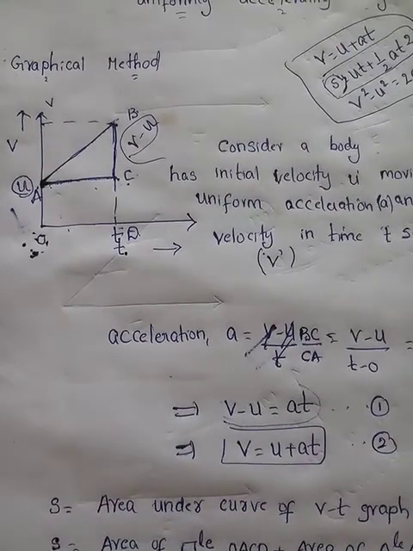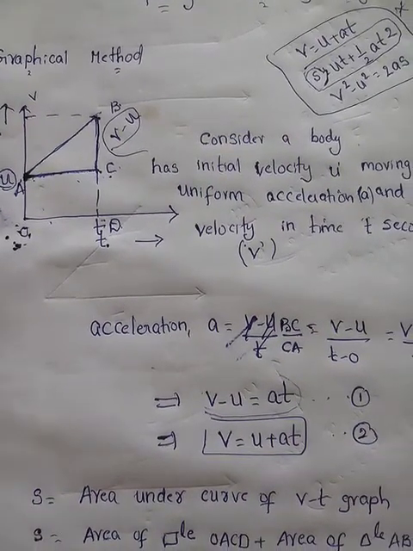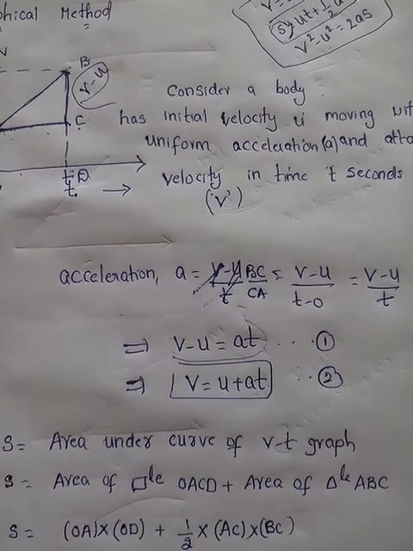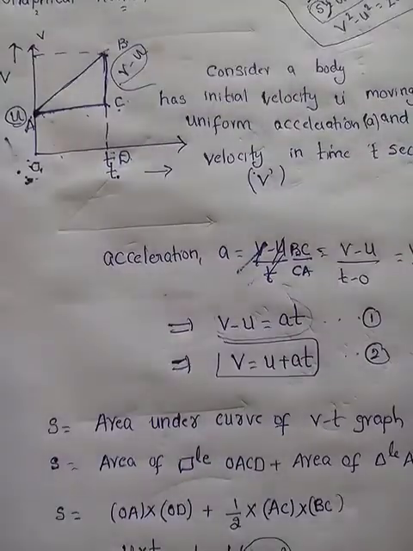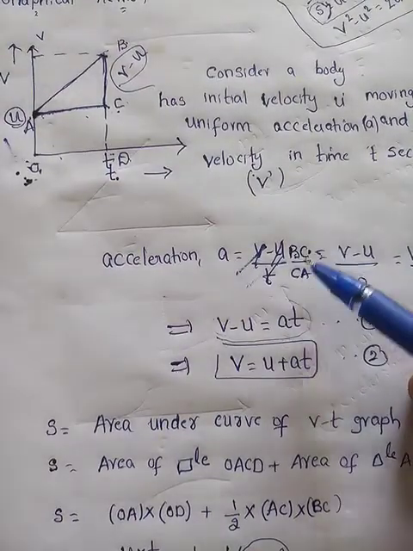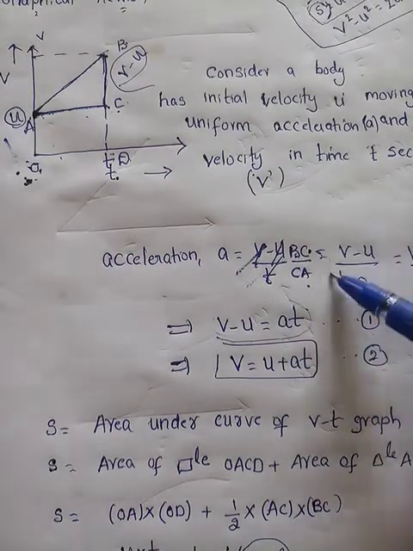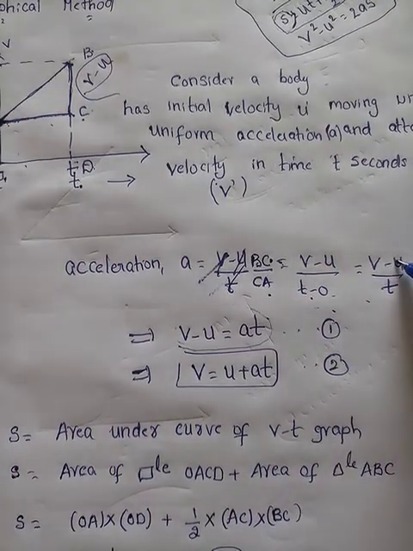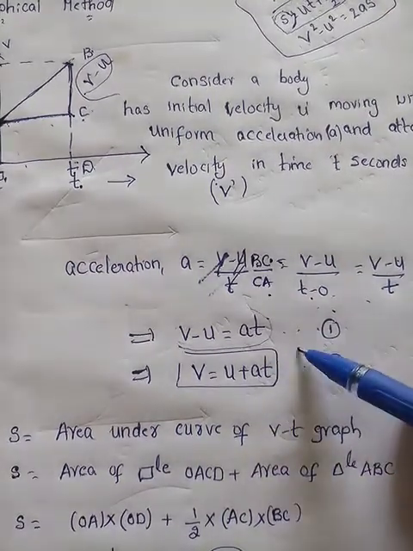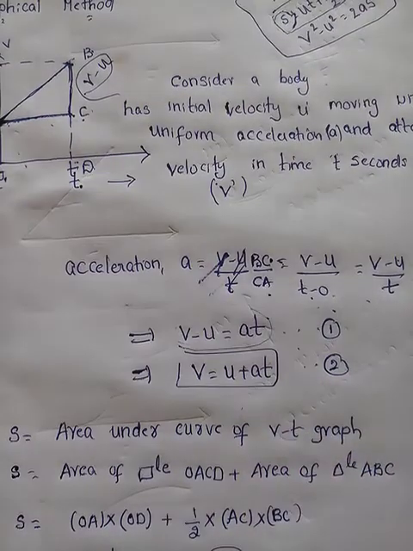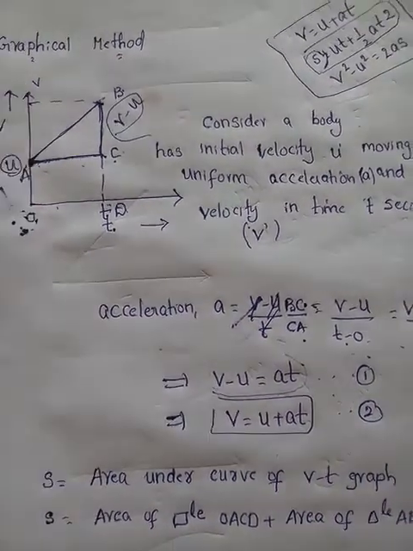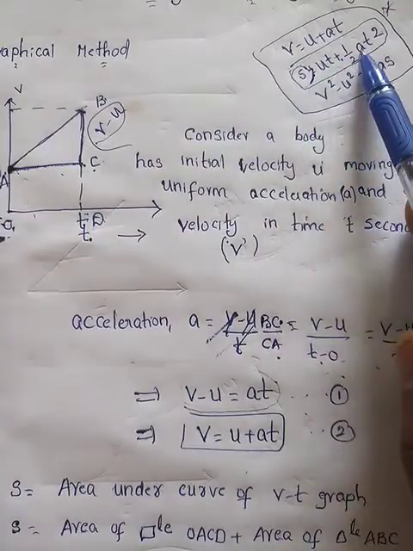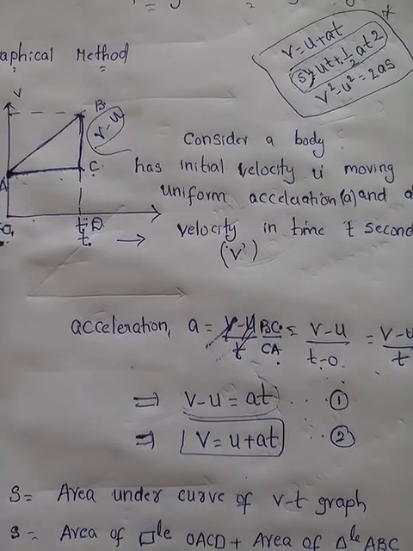What do we consider? We consider a body has initial velocity u, moving with uniform acceleration a, and it attains a velocity v in time t seconds. From that, what is acceleration? Slope of the VT graph, BC by CA, that equals V minus U by T minus 0. T minus 0 is T, so V minus U is equal to AT. From this, V is equal to U plus AT. We got the first equation. Now, we want the second equation. What is the second equation? S is equal to UT plus half AT square.